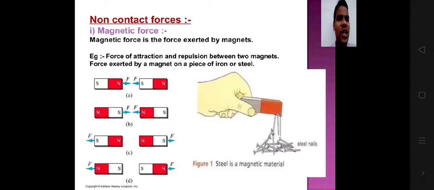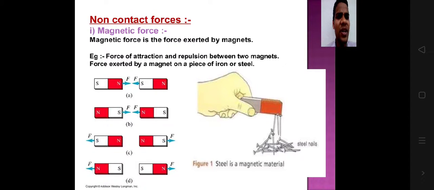Now moving forward to the other kind of forces, non-contact forces. It's very simple. Magnetic force is given here. You can see the figures A, B, C, D here. There is a force of attraction in A and B, unlike poles attract, and it's basically non-contact. You're not touching them, but the force is existing. That's why you say it's a non-contact force. And the other one is C and D. They're repelling. They're moving away.